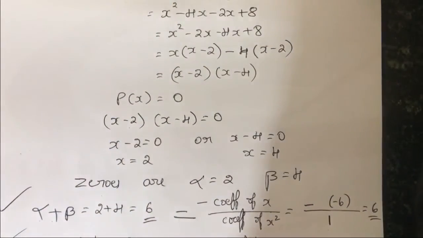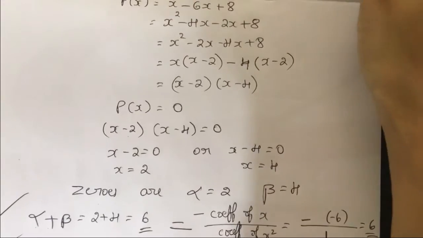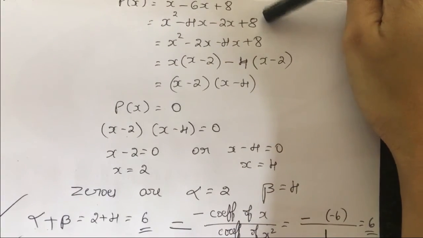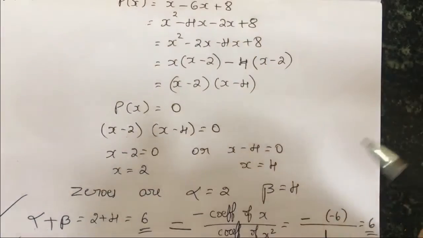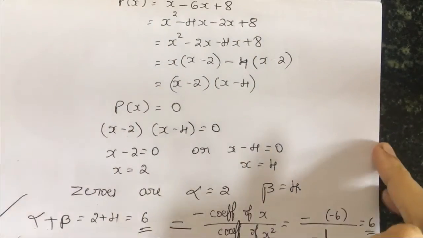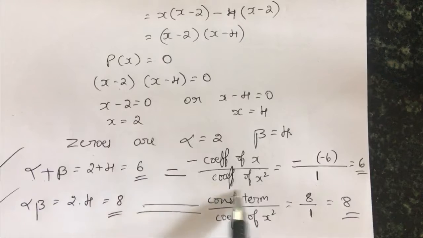So the question will be: find the zeros of a polynomial. They'll give you the polynomial and ask you to verify the relation between the zeros and coefficients. So you need to find the values of alpha and beta, and check whether alpha plus beta is equal to this, and alpha into beta is equal to this. This is the verification part.